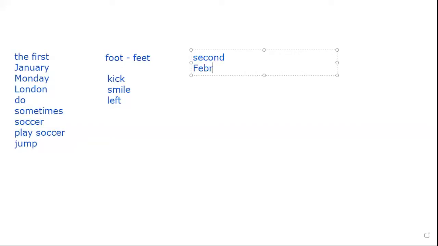February. This is the second month of the year. It comes after January. Tuesday. This is the third day of the week. It comes after Monday.